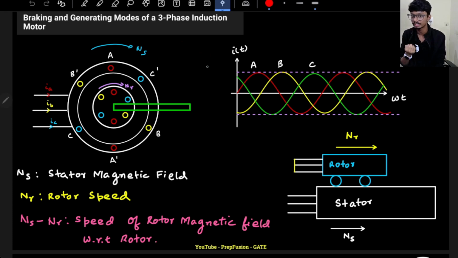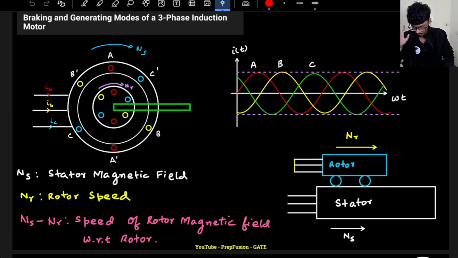It will be somewhat lower than the synchronous speed, because the rotor magnetic field is rotating at some speed, ns minus nr, with respect to the rotor, so that the relative speed between the rotor magnetic field and the stator magnetic field is zero, right? But there is some speed difference between the rotor and the stator magnetic field. Okay, all this we have discussed already, so I'm just going through it quickly so that we can understand the concept of braking even better.